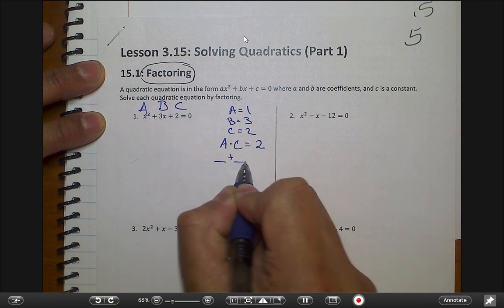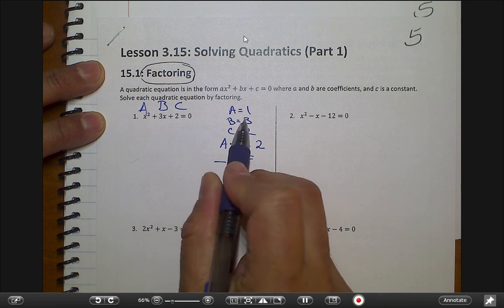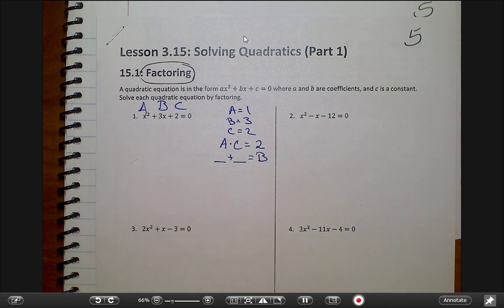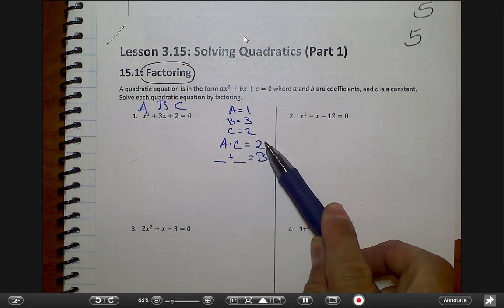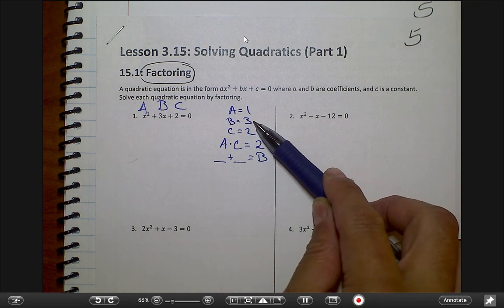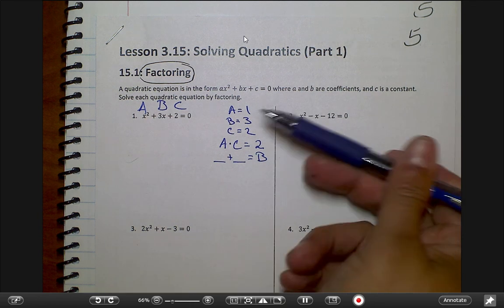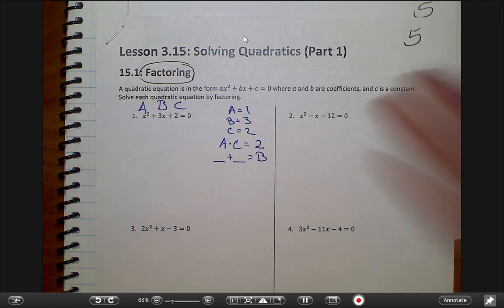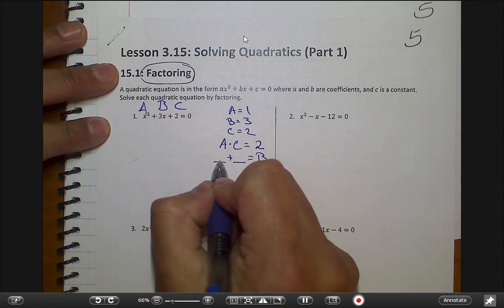Now, the next part of this is finding the two numbers that multiply to be this, but add together to be my B. So, what two numbers multiply to be 2 but add together to be 3? In this case, it's A and C. It just so happened to be the same thing. But a lot of the time you have to know multiplication and know your factors. You need two numbers that multiply to be this, but add together to be this. We're going to get more into that in the next question. So we said A and C, that's the 1 and 2.